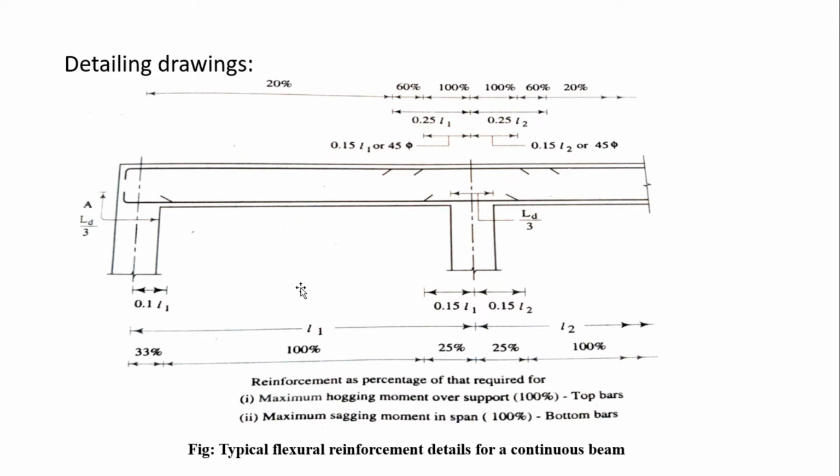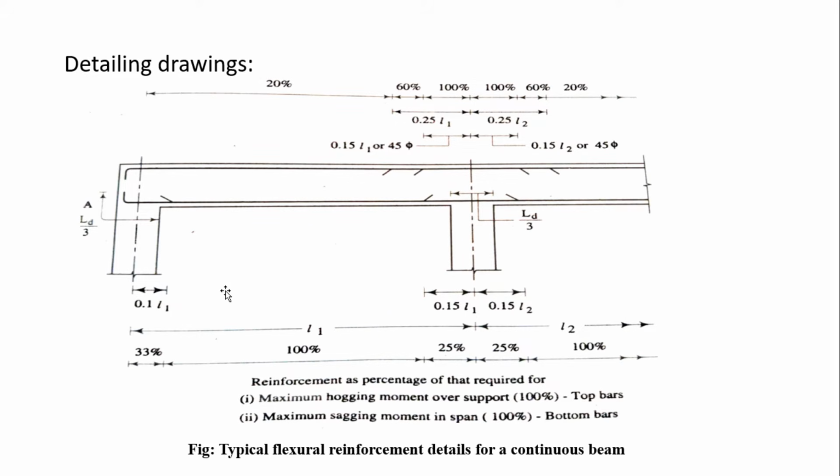In order to resist the maximum sagging moment, that is the positive moment, we will provide the reinforcement at the center of the span and at the bottom of the span. Some bars will be extended into the supports, but how much should we extend? As per the code we should extend 33% of the bars which are provided at the center of the span. For example, if we have provided 6 bars of 16 mm dia, then we should provide at least 2 bars of 16 mm dia continuing into the support.